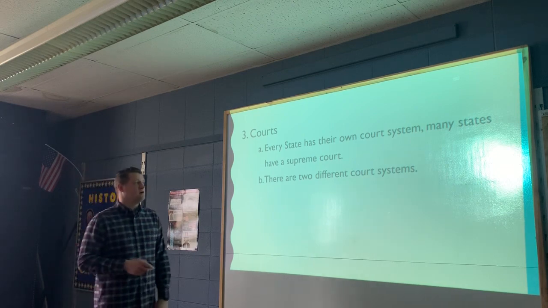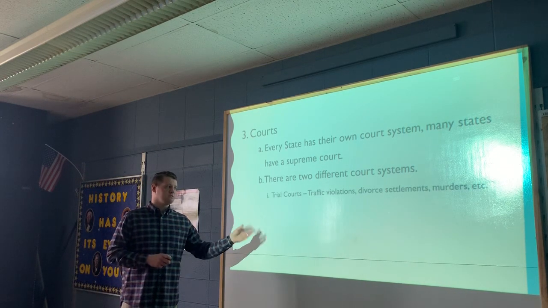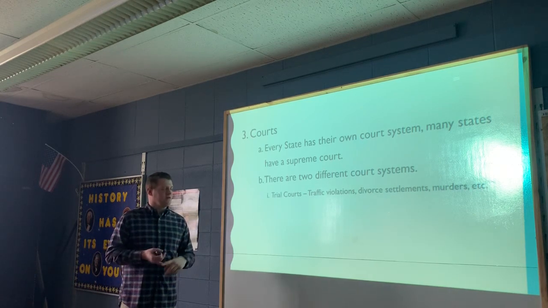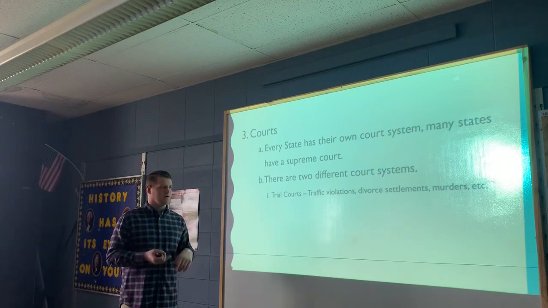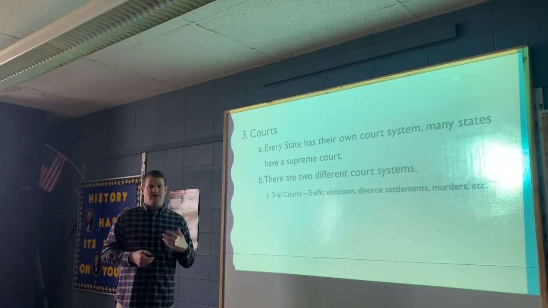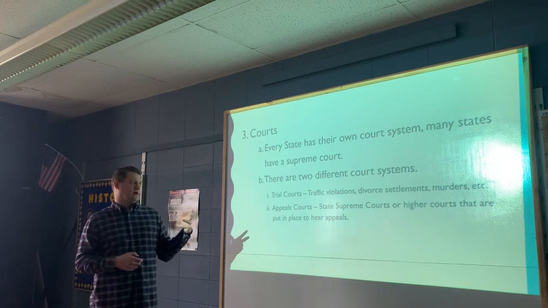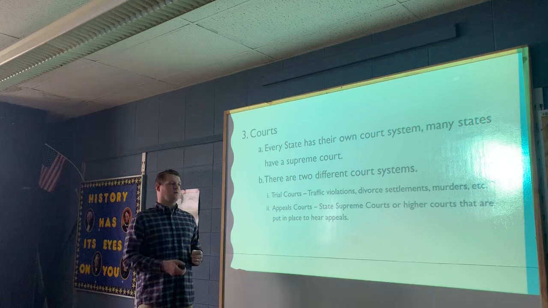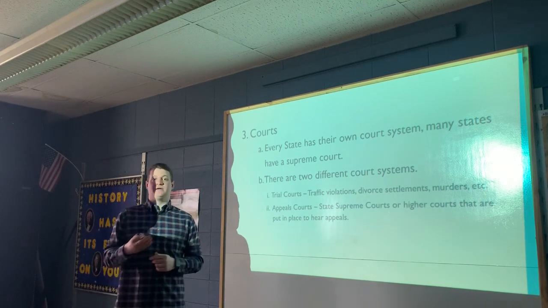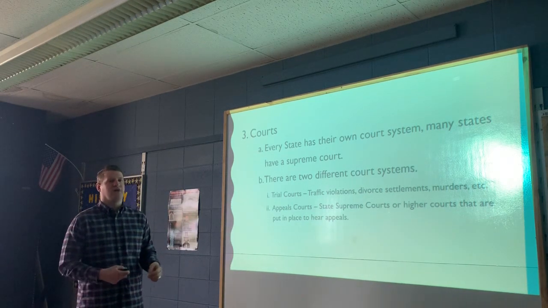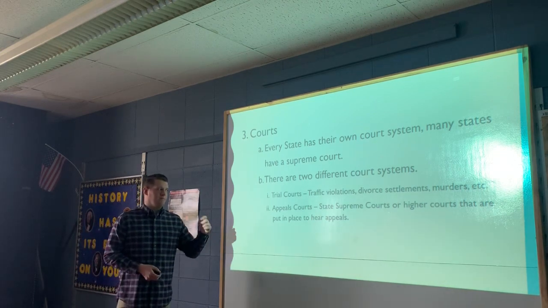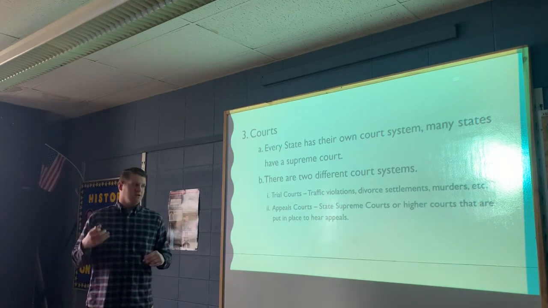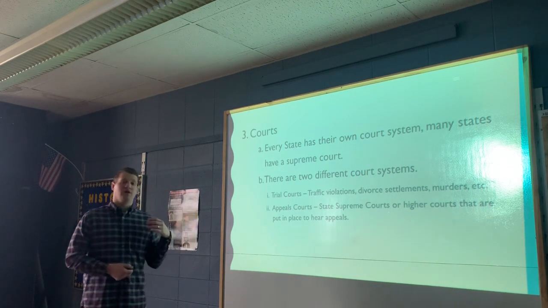So there's 2 different types of court systems. So there's the trial courts. This is on a state level. The trial courts are for things like traffic violations, divorce settlements, murders, etc. Any type of trial, anything like that would fall under the trial courts. And then we have appeals courts or an appellate court, which is like the state Supreme Courts or higher courts that are put into place to hear appeals. So there's certain standards and rules for how you can appeal a judgment, but in the trial courts, anything that you would imagine, traffic, divorce, murders, any type of crime, anything like that would go on in the trial courts.